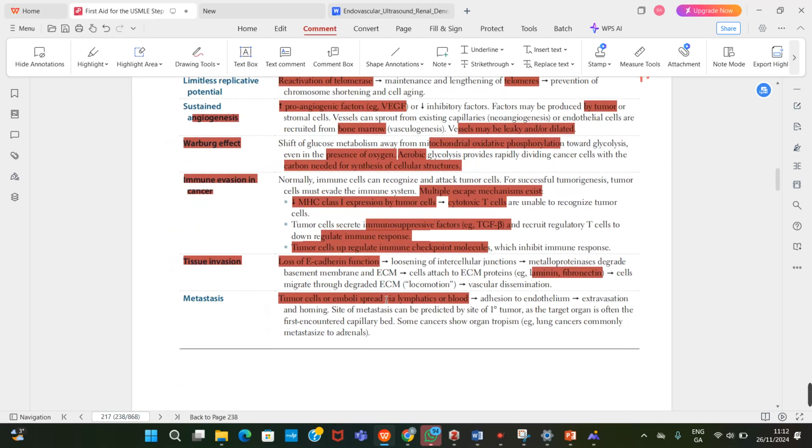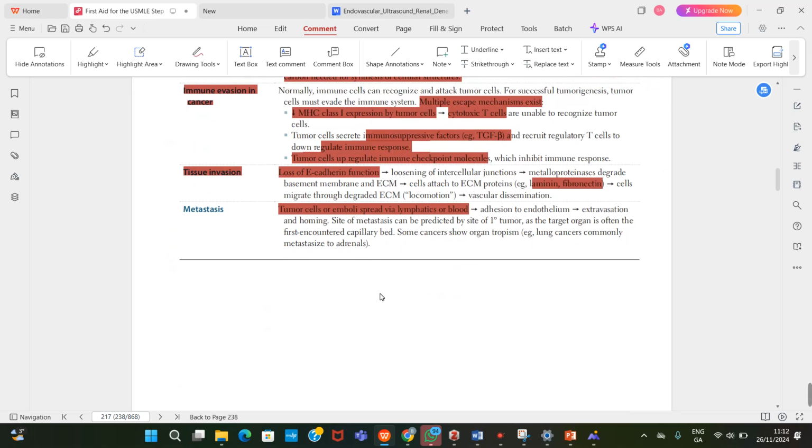That is what? Tissue invasion. Now, metastasis is when they have entered the vessels and have disseminated to other sites. They can gain entry through the lymphatics or the blood. They can adhere to the endothelium, and from there they travel to distant sites.